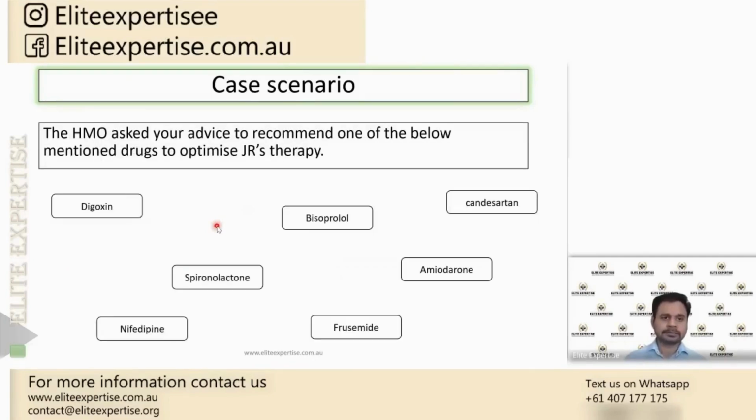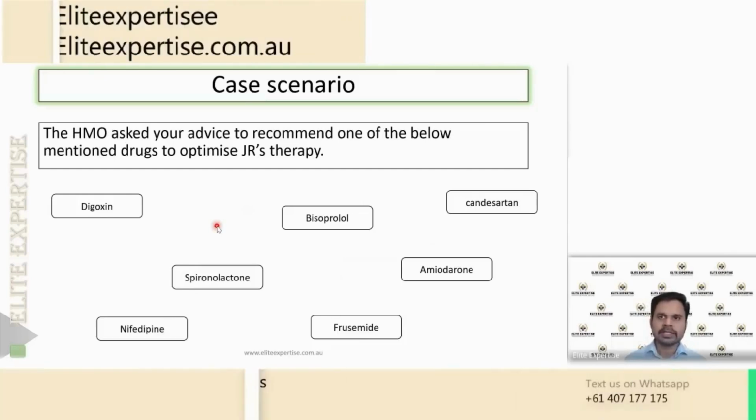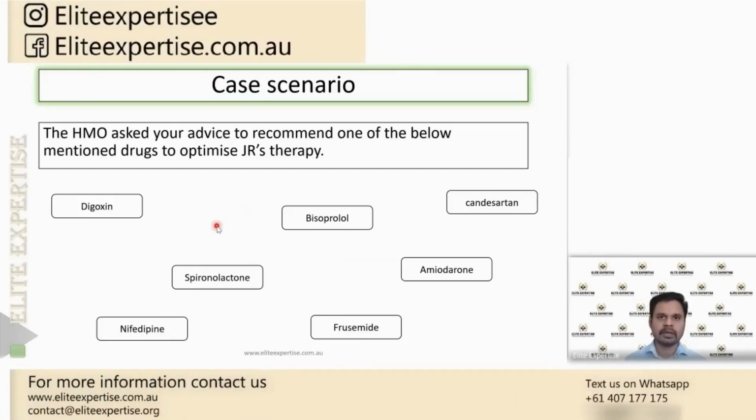Then the HMOs, who are the junior doctors, ask the pharmacist's advice to recommend one of the below mentioned drugs to further optimize the patient's therapy. The patient is already on an ACE inhibitor. Now the doctors are asking to add another medication. If we need to add one more drug, which drug do we select? We have different drugs here.